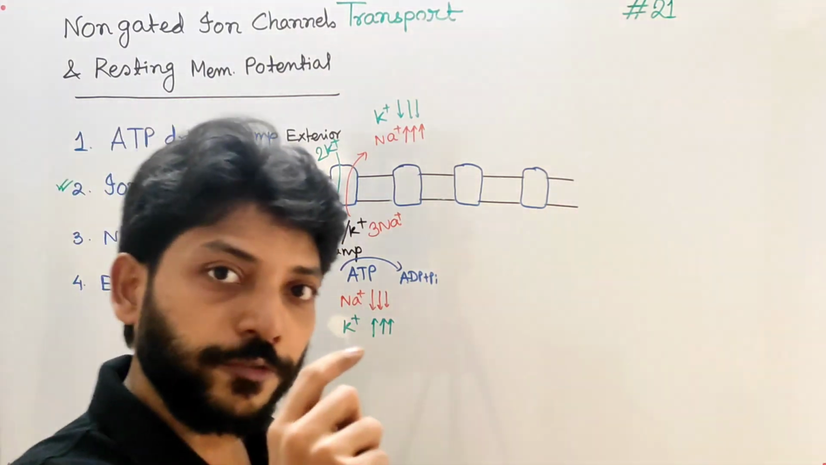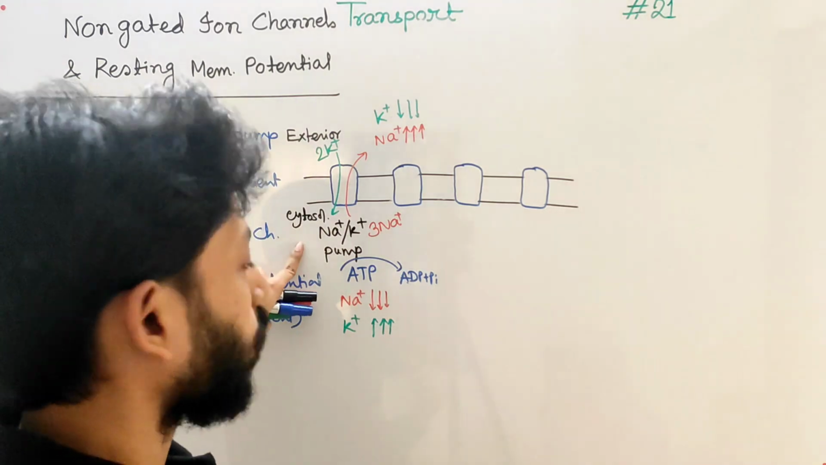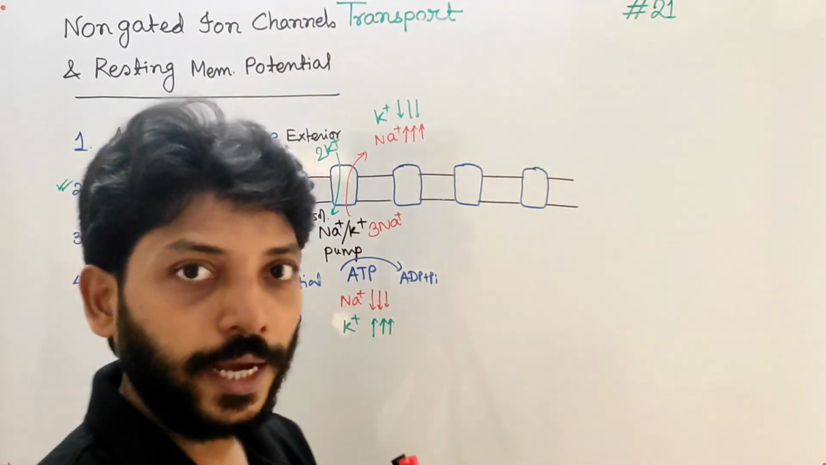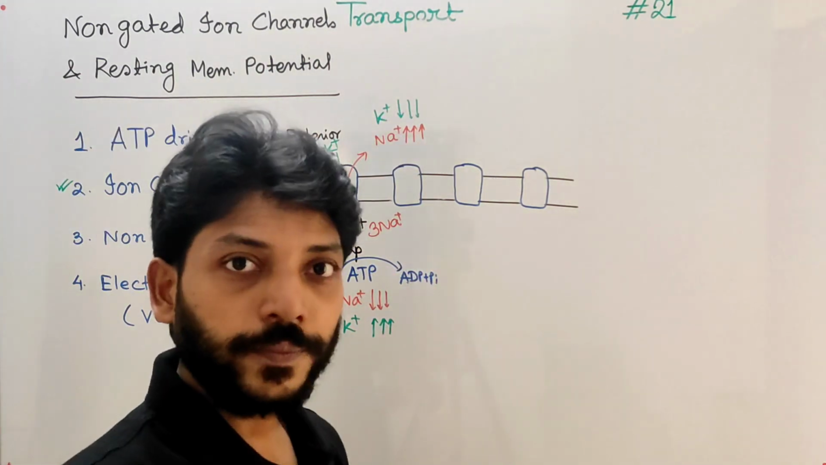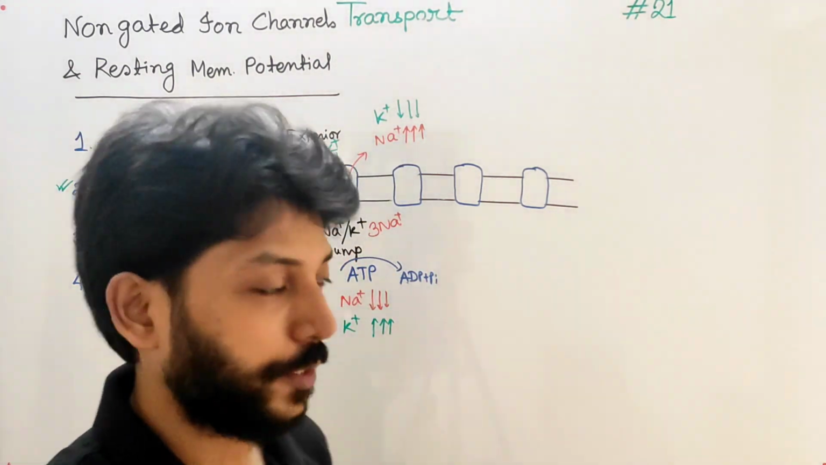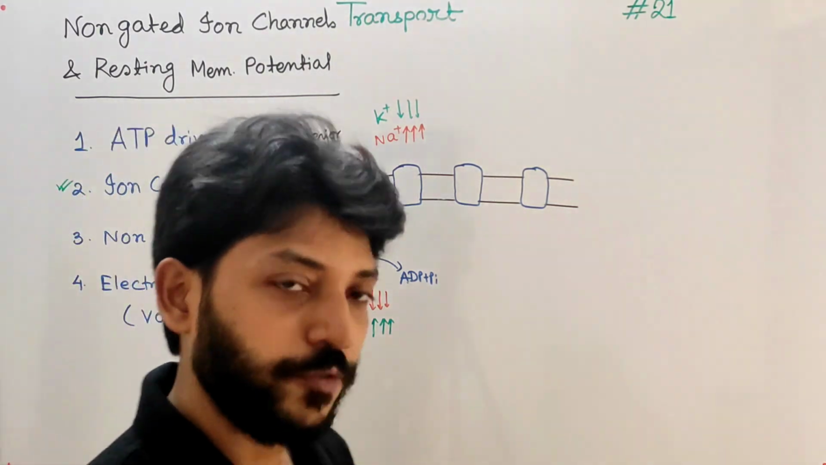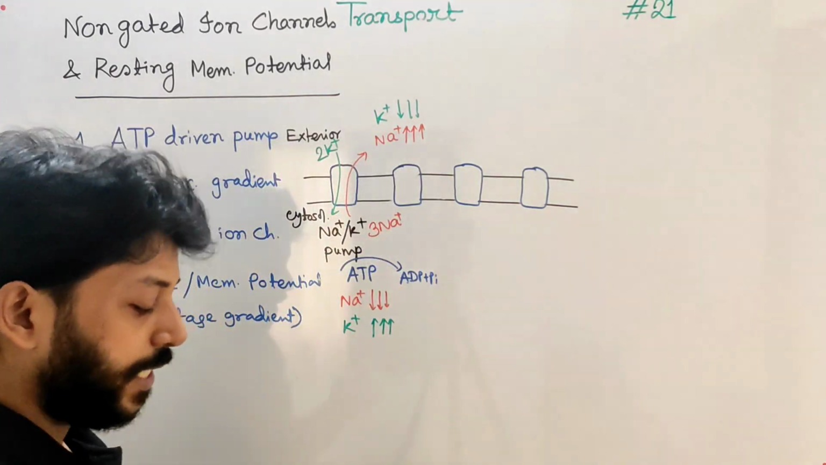Now the concentration difference of ions in the exterior and the cytosol is called ion concentration gradient. So there is a difference in the ion concentrations in the exterior and the cytosol, and we call it ion concentration gradient. I'm giving just one example, the sodium potassium pump. There are so many different ATP pumps present that generate this ion concentration gradient. I'm giving one example here.